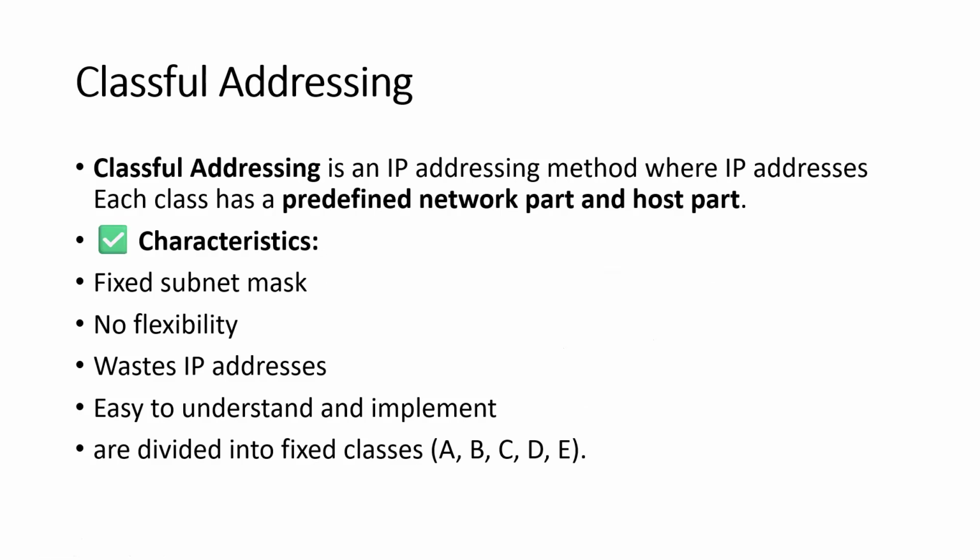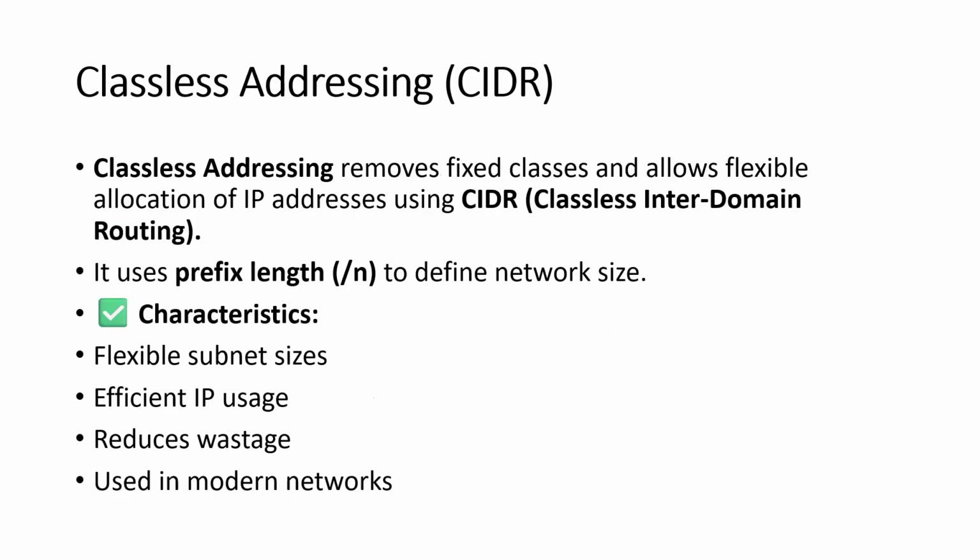So the characteristics are: it has a fixed subnet mask, so no flexibility, and IP addresses will be wasted, since in classful addressing we have only fixed networks. It is also easy to understand and implement. These are divided into fixed classes, that is A, B, C, D, and E. All these come under classful addressing, and here more IP addresses will be wasted.